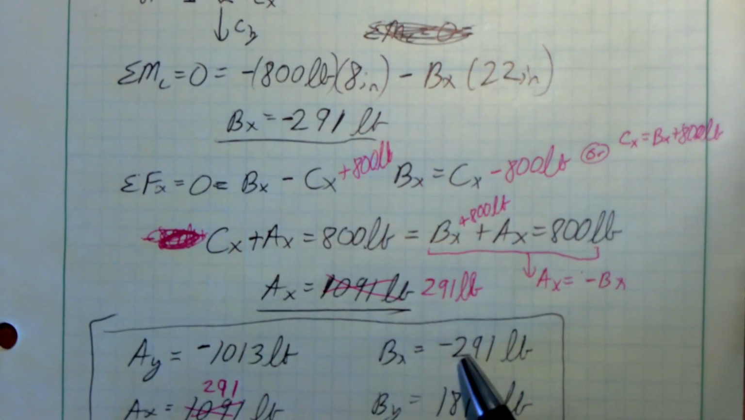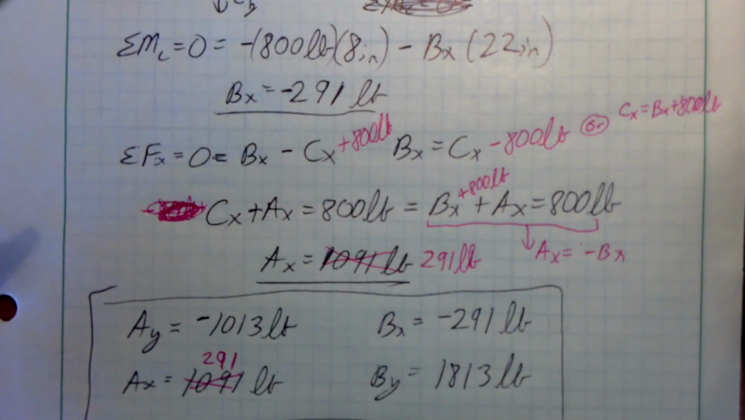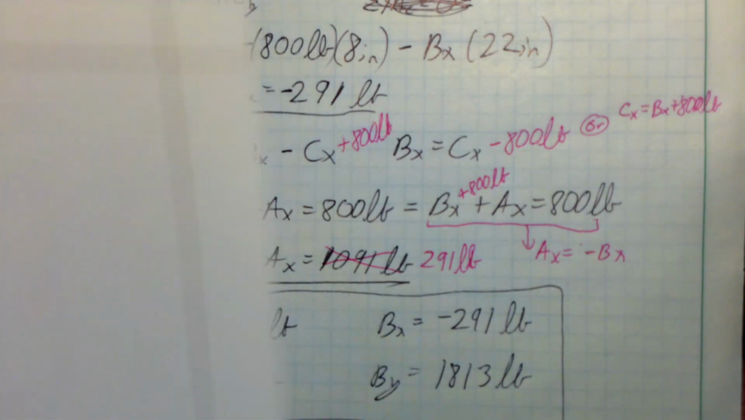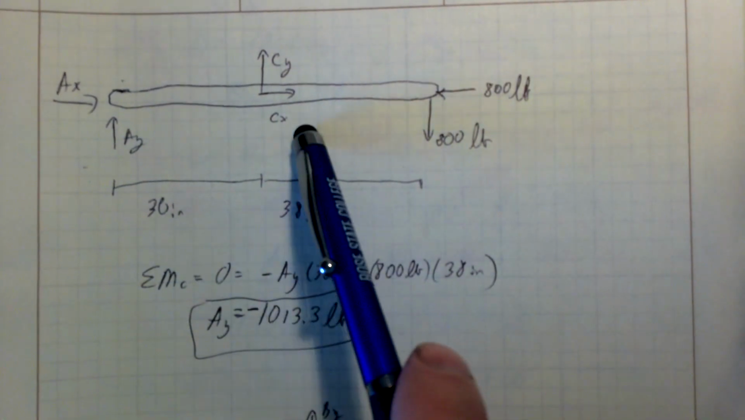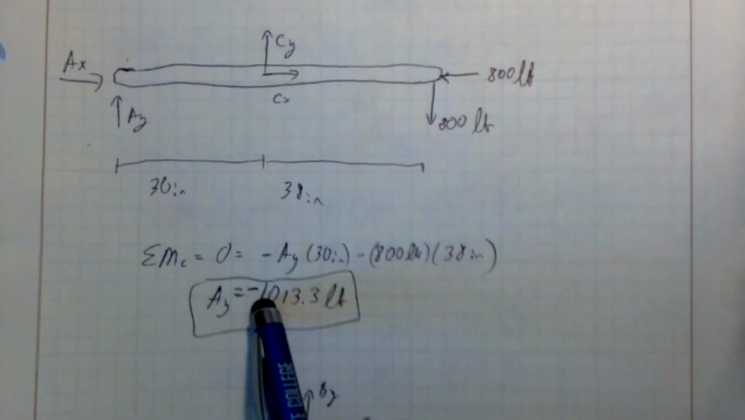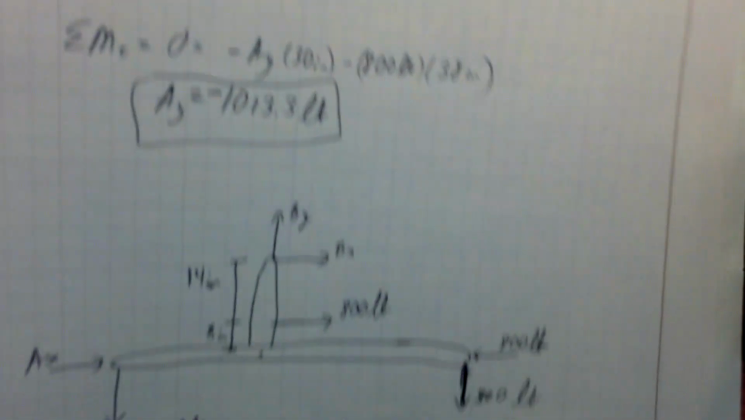I've already found BX is minus 291. That means AX is equal to a positive 291, the opposite of that, which jives then with what I've got in my notes over here. I went off script and I did the problem a different way. We did this, which we agree with. Take your sum of moments about point C, that gives you AY. Take AY then to this next free body diagram.